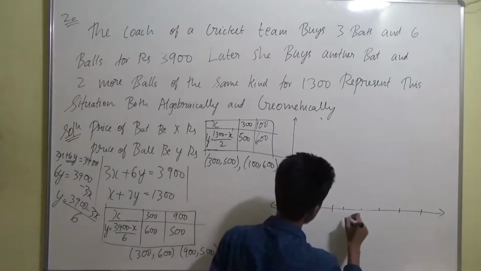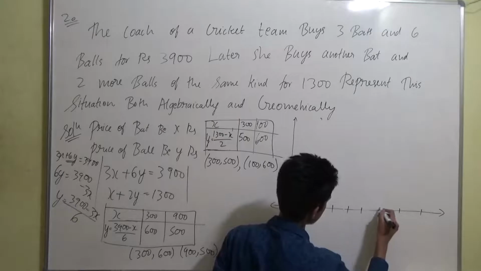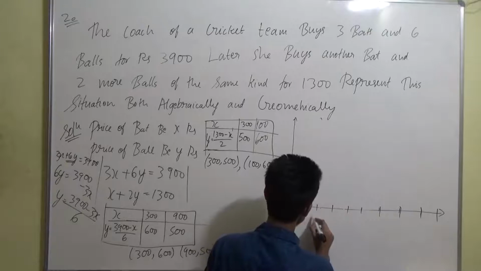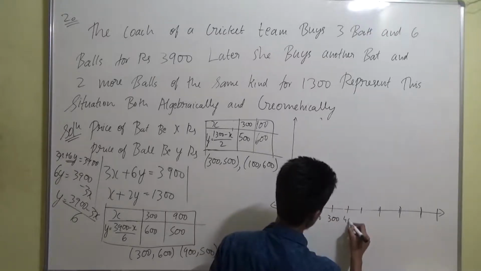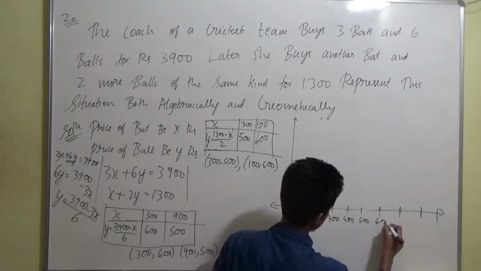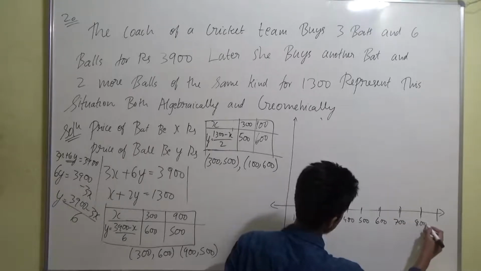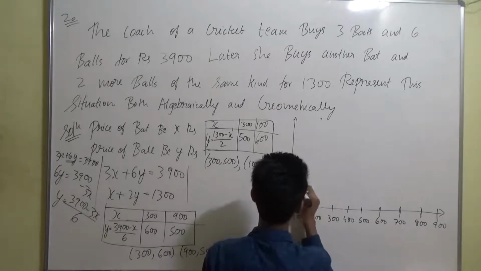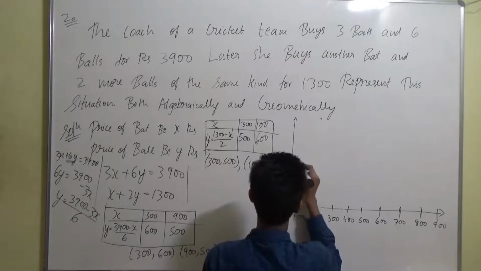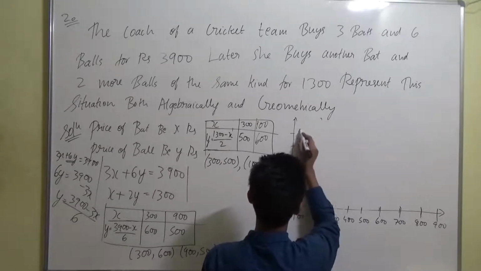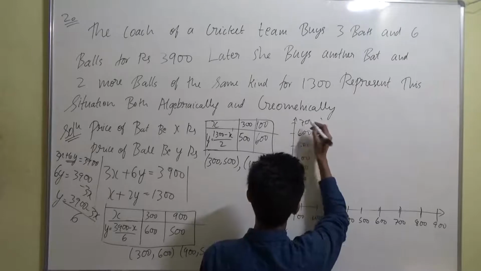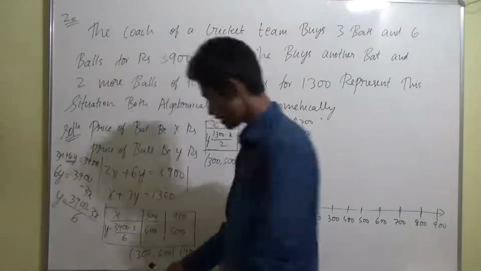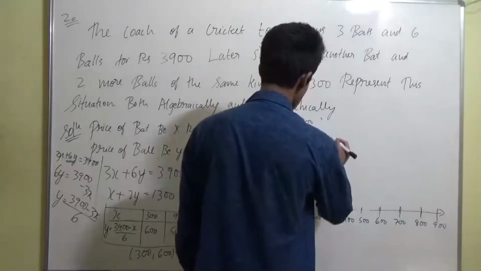1, 2, 3, 4, 5, 6, 7, 8, 9. Done. Each is going to be equal to 100. This is 200, 300, 400, 500, 600, 700, 800, 900. Here also we'll start doing 100, 200, 300, 400, 500, 600, 700 in the y-axis. Let's start marking the points. The first point is 300 comma 600. 300 comma 600 is going to come here, right?